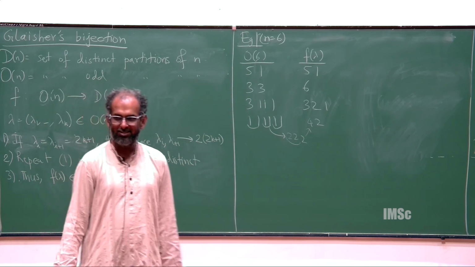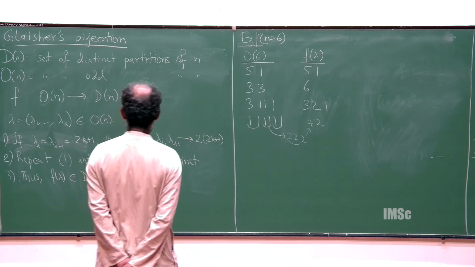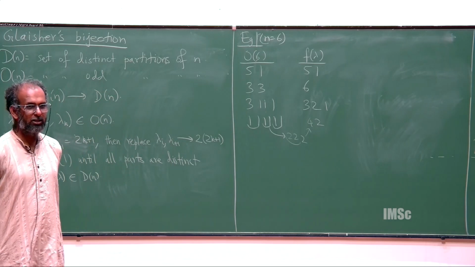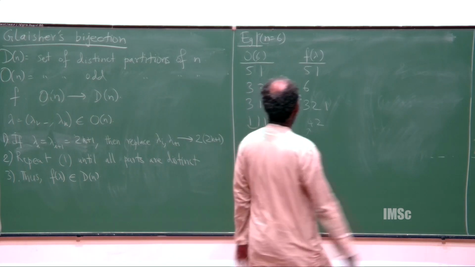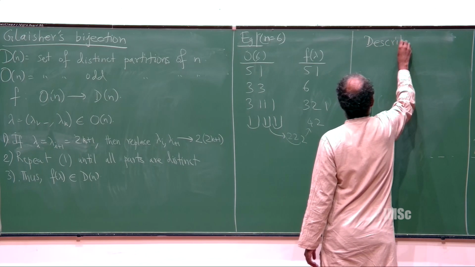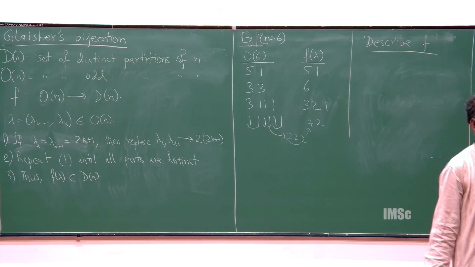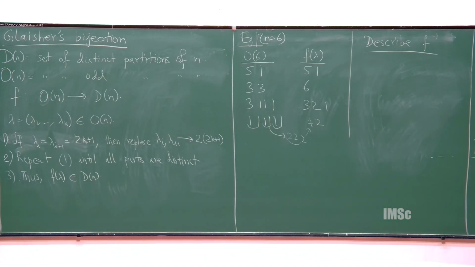Okay. So it's a nice, elegant and natural bijection. And the question is, what is F inverse? Let's describe F inverse. To prove that this is a bijection, I have to come up with an inverse map, right? Which takes a distinct partition to an odd partition. So what do I do? What do you think I should do? Just look at this example and see.